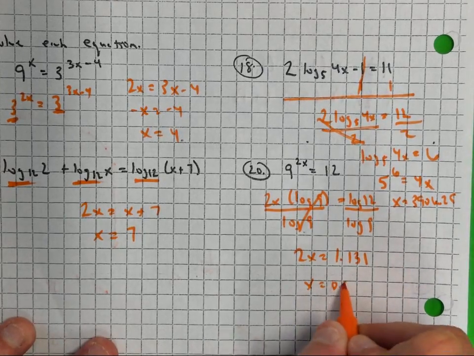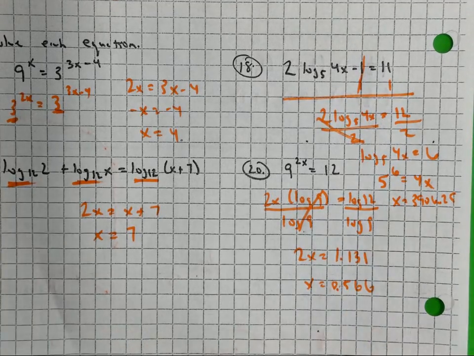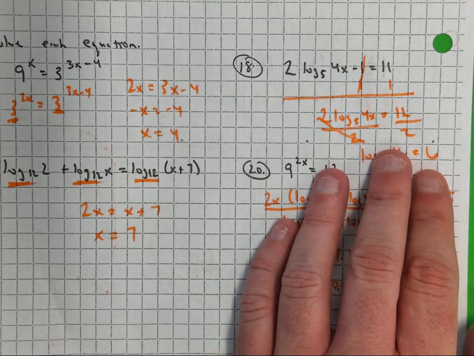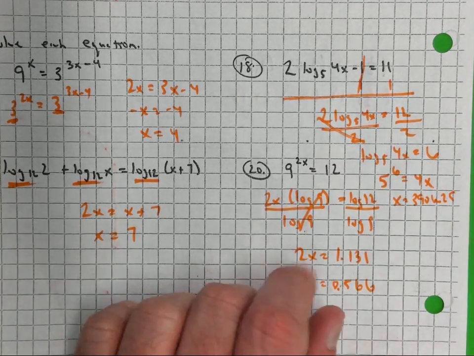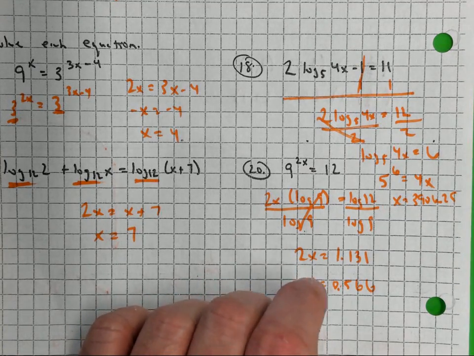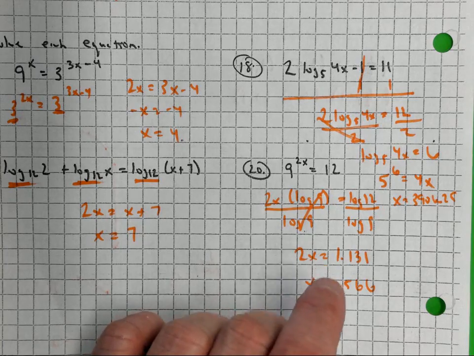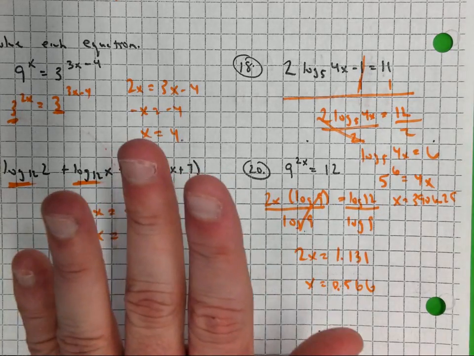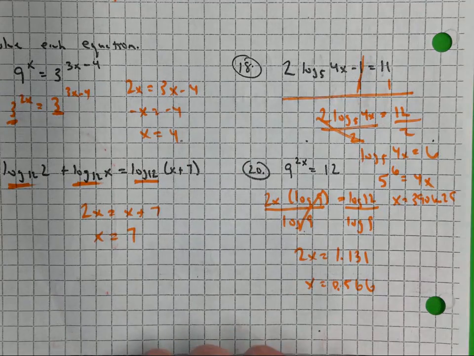I get x equals 0.566. Are there any questions on that? 0.566. Okay, that I would not mark. It just depends on. You're fine. All right. Are we good on that?